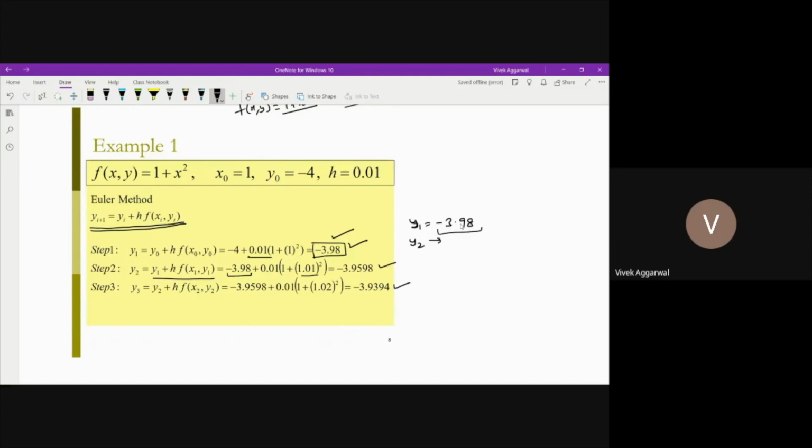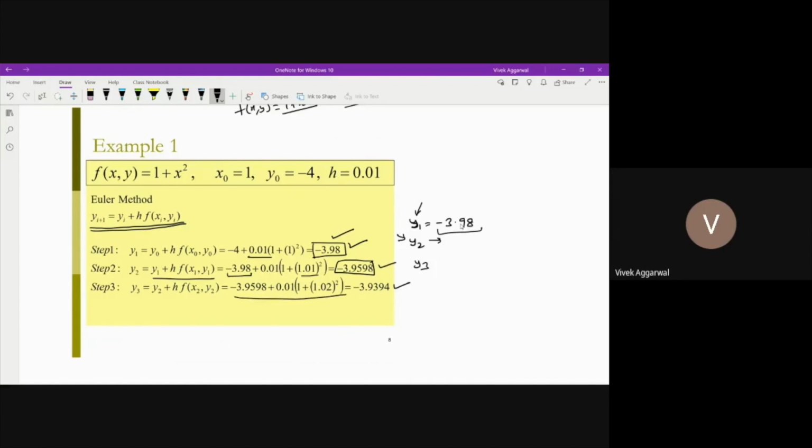So you can see from here that if some error has been introduced in y1, then this error is also going to affect this y2. And then from y2 we are also using it to get y3. So in this case, we are using the value of y2 to calculate the value of y3.